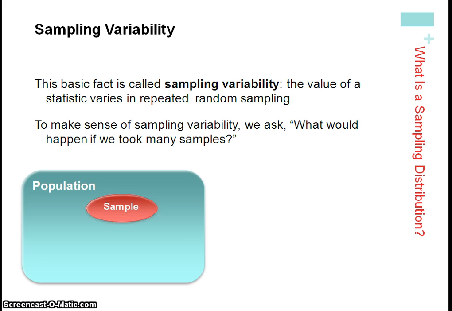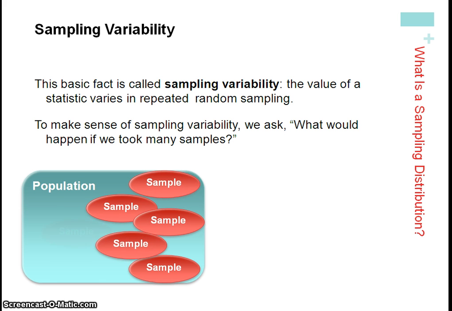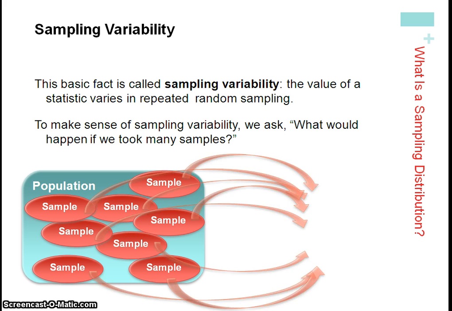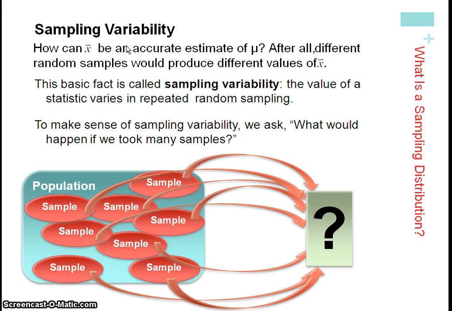Okay, this basic fact, I think we missed something here. Sampling variability, there's part of the slide that's missing. So, there we go. How can X bar be an accurate estimate of mu? After all, different random samples would produce different values of X bar.